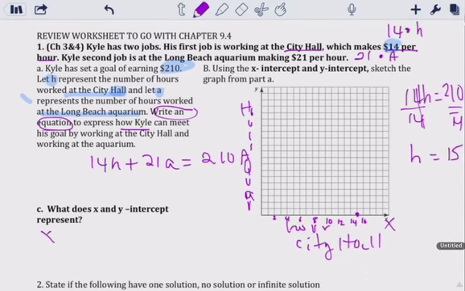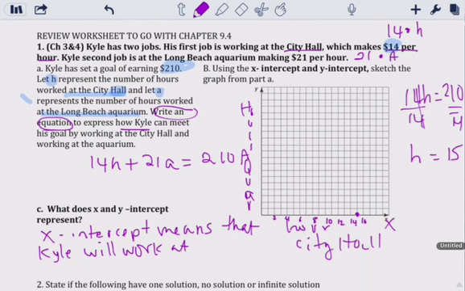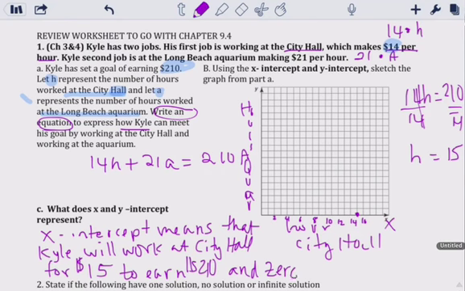So the x-intercept means that Kyle will work at City Hall for 15 hours to earn $210, and 0 hours at the aquarium.